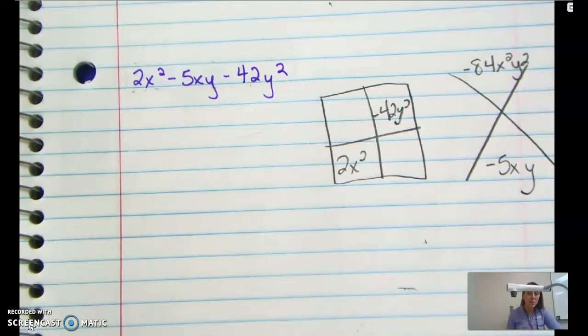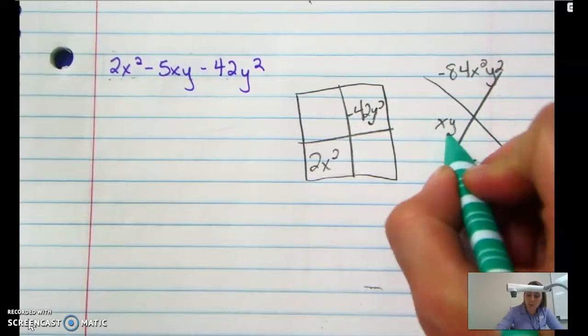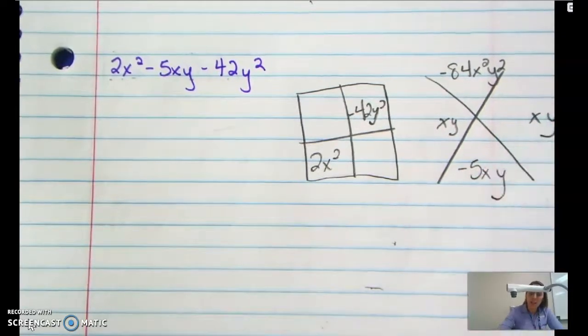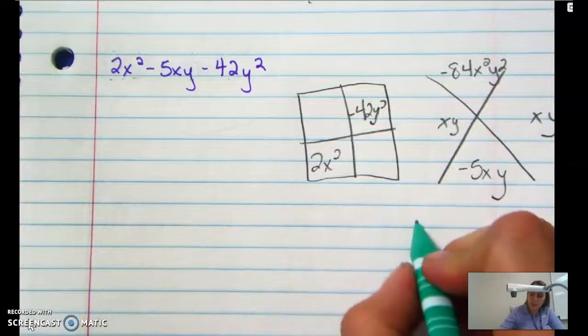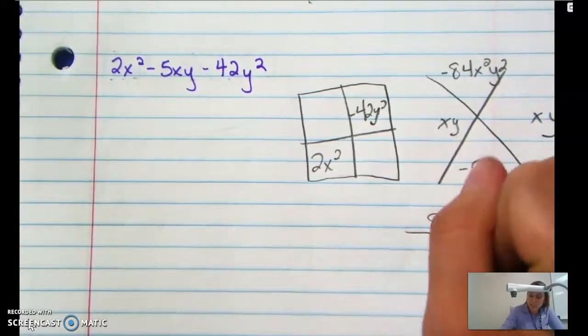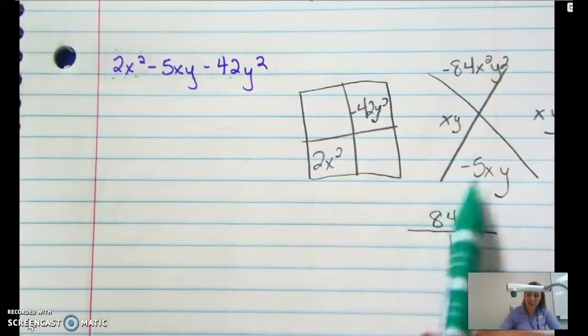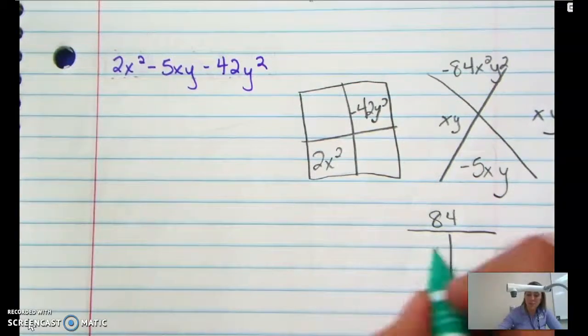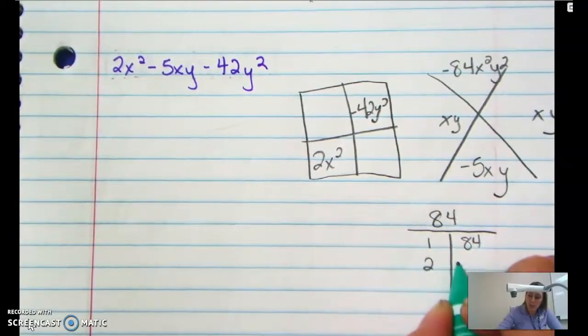The reason why it shouldn't scare you is because we have an xy here, which means we're going to need an xy here, and that's going to work. So then we need to figure out our factors of 84 that are going to have a difference of 5, right?